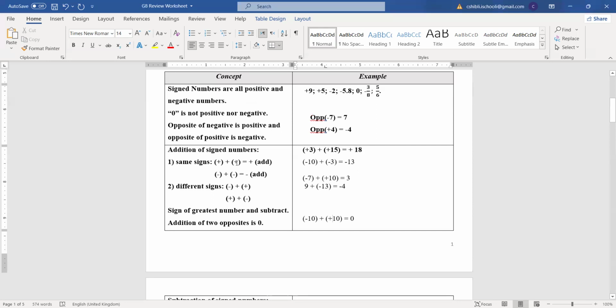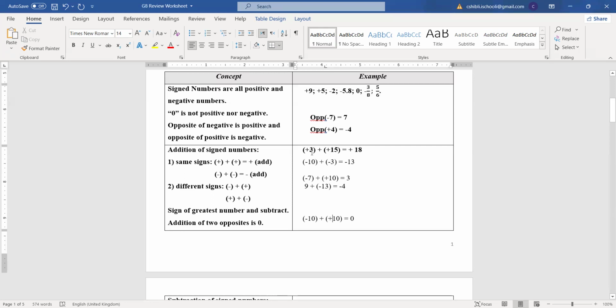Also, we will be revising addition of signed numbers. If we have two signed numbers added together, they might have the same sign, a positive number added to a positive number, or a negative number added to a negative number. If we are adding two positive numbers, our answer will have a positive sign and we add both numbers. If we are adding two negative numbers, our answer will be negative. Also, we add both numbers.